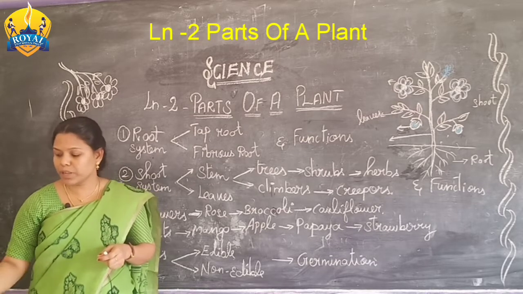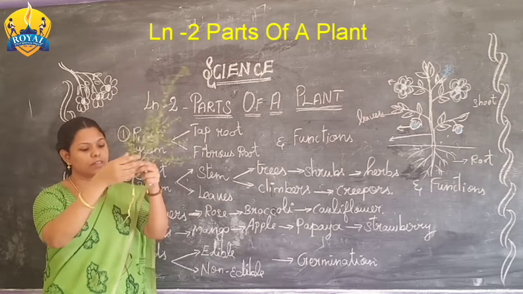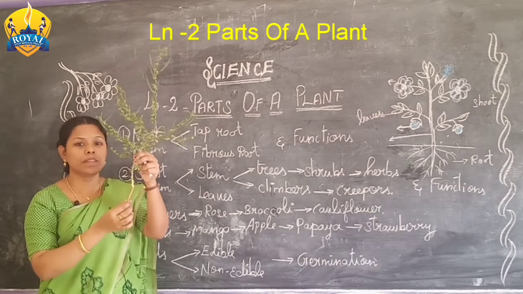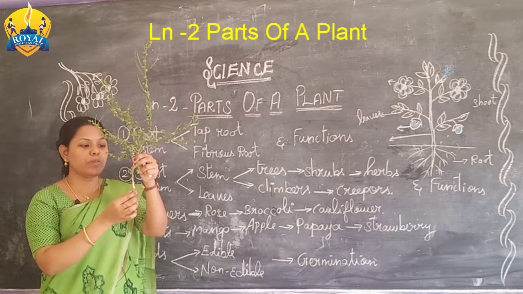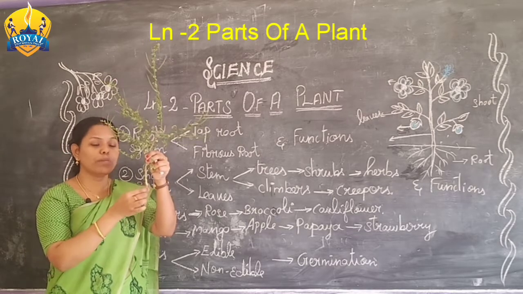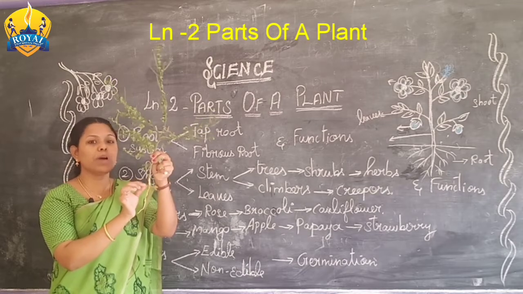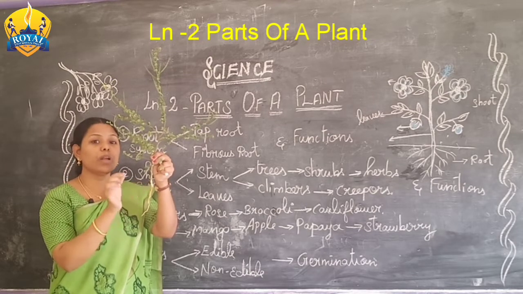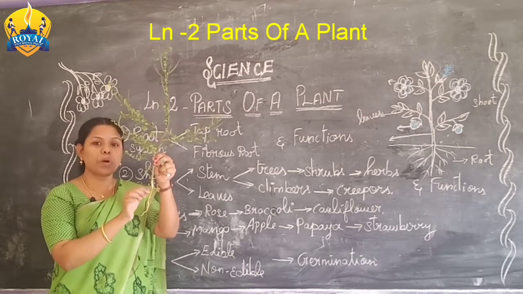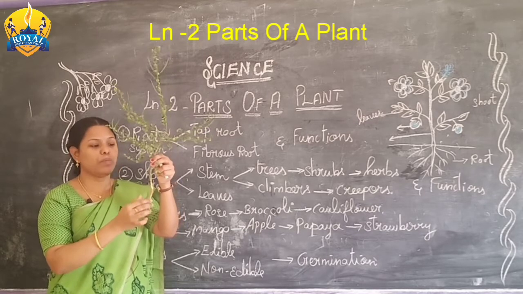For example, I will take this plant. Can you see the root? This is the taproot. This taproot goes deep inside the ground, and there is one main root, and at the side there are small branches, and on those branches small root hairs also come out. So this is the taproot.